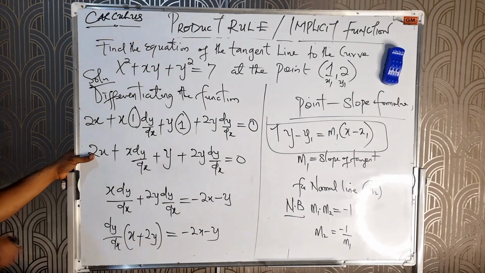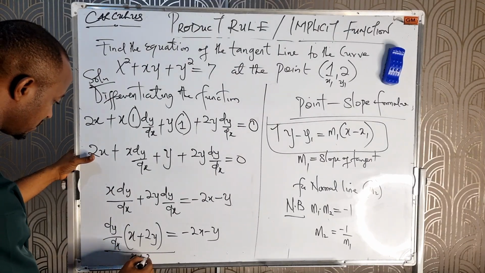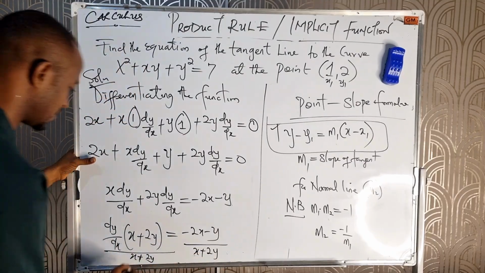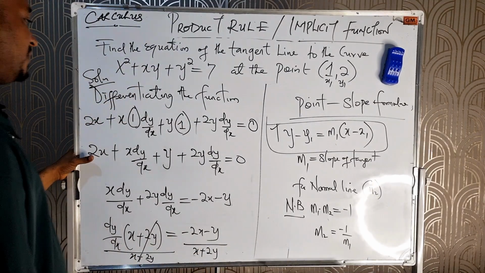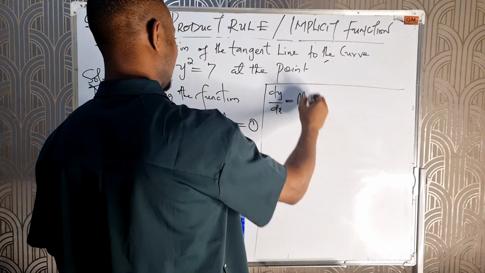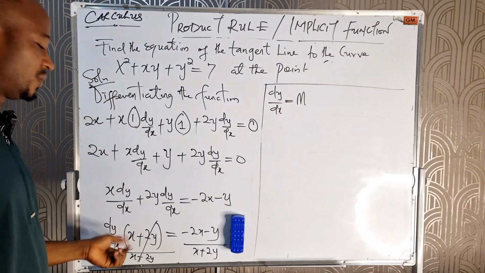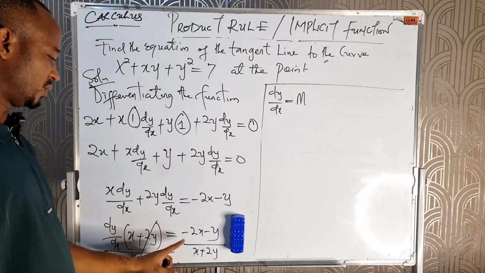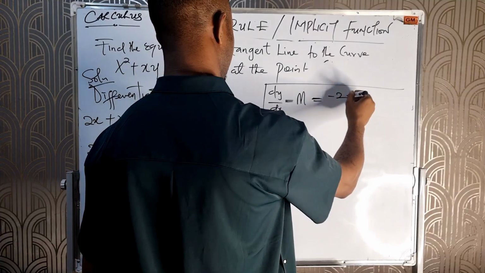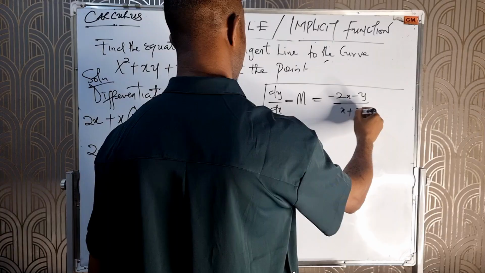So what do we do next? To find dy/dx, I have to divide both sides by x plus 2y. So this can go with this. We are left with dy/dx, which can also be represented as m. We use m to represent slope. dy/dx simply means slope. I hope you are aware. So this means our slope is the same as minus 2x minus y divided by x plus 2y.